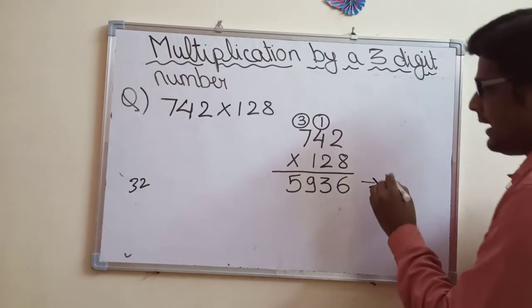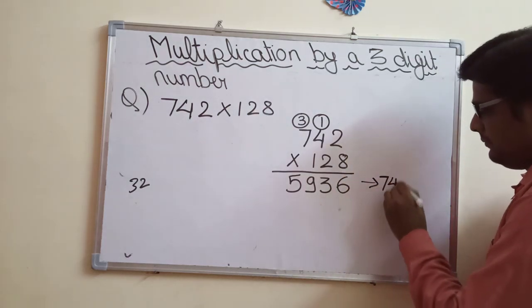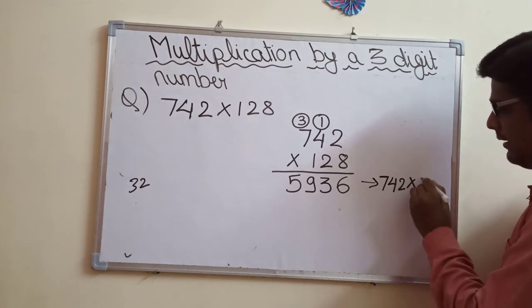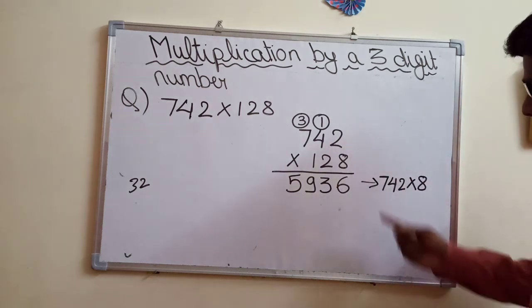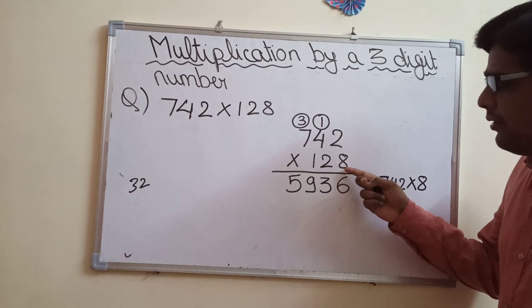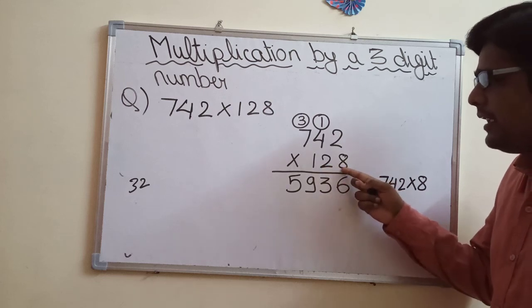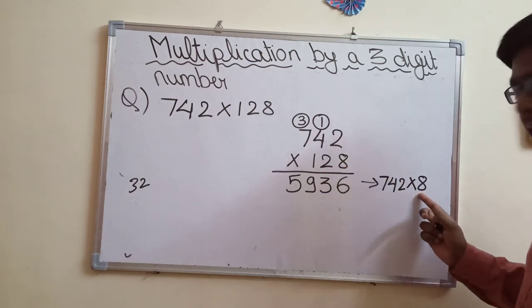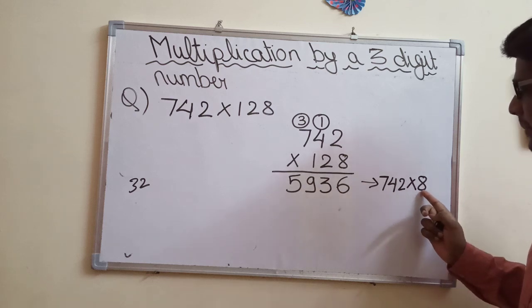So in this step what we had done? We had multiplied 742 by 8. The place value of 8 in 128 is 8. So that I had shown over here. We had multiplied it by 8.